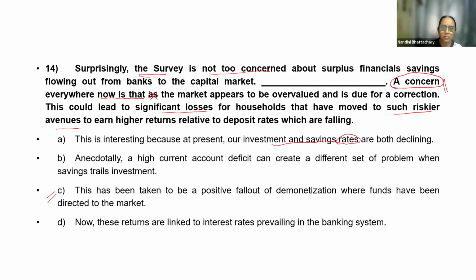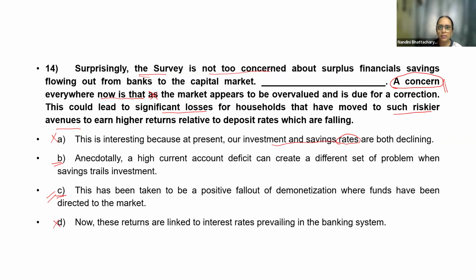Okay. Shyam, what do you think? Mm, I am confused between B and C. Okay. So A you have eliminated. D also you have eliminated. Right? Okay, let's see. What is this passage talking about?